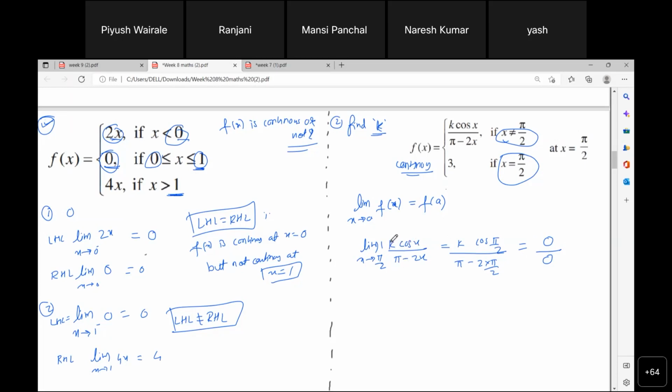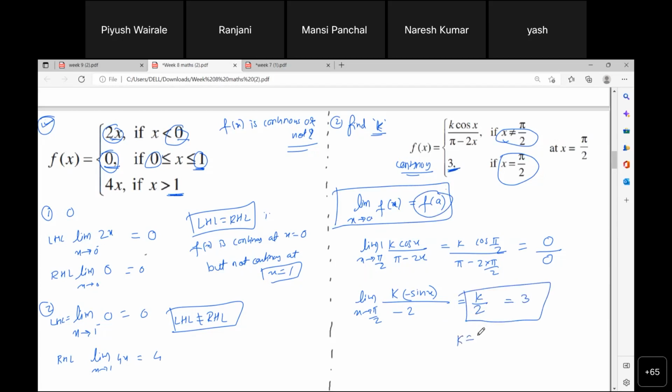So what will be the derivative of this function? Numerator and denominator, it is minus k sine x, right? Minus of sine x, and here 2 upon minus 2. So limit x tends to pi by 2. Now this limit will be, if I put x equals to pi by 2, sine pi by 2 will be 1. So minus minus will get cancelled, that is k by 2. But this function is continuous, so this condition should satisfy, right? My f of a is given to me, that is 3, that is at x equals to pi by 2. So this k by 2 is equals to f of a, that is 3. So it means k equals to 6, right?